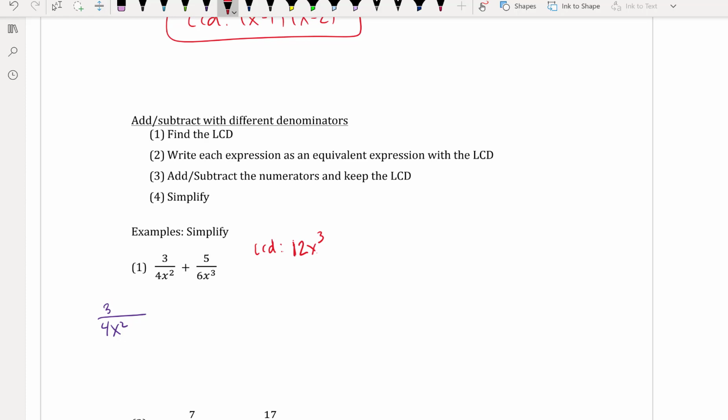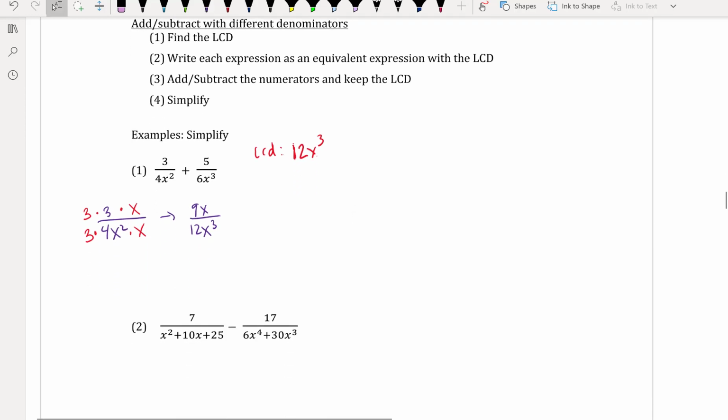So I always want to go back to my LCD. Well, 4 needed to multiply by 3 to get to 12. And whatever I do to the bottom, I have to do to the top. Okay? And I have an x squared on the bottom, so that means I need an extra x. So on the numerator, I also need an extra x. So that tells me that my numerator is going to be 9x over my 12x cubed.